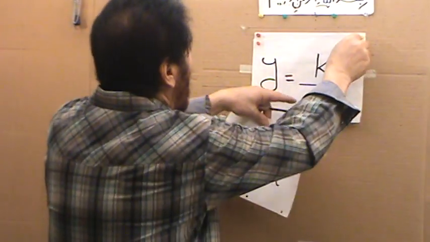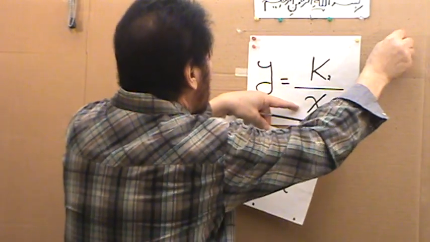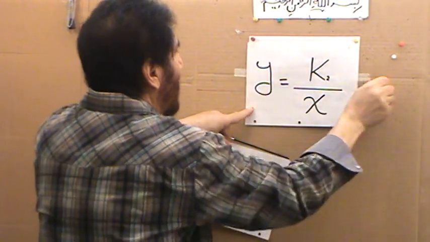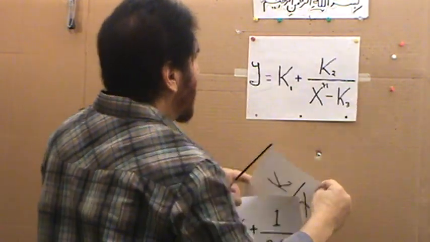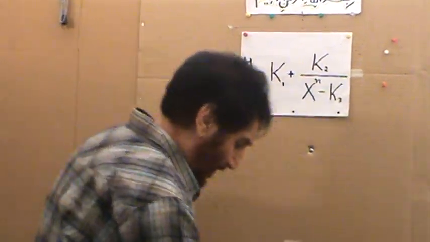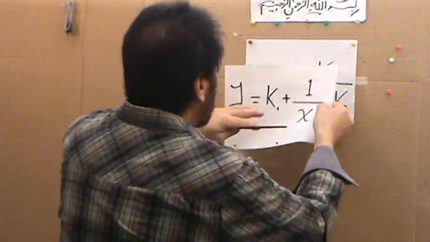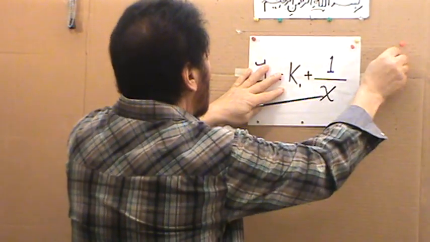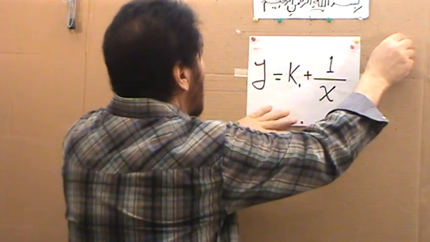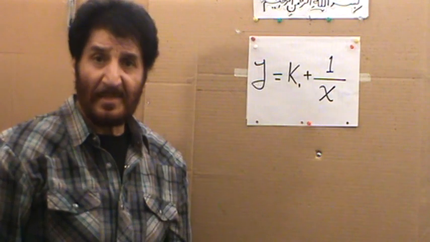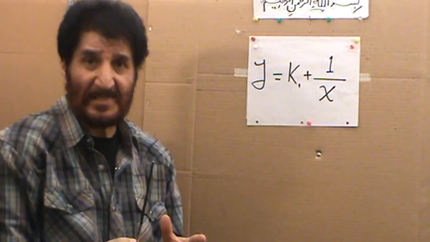Now, let's see what happens if we are talking about k1. What is the effect of k1 on the graph? Okay, then let's see what happens. What effect will k1 have on the graph of our function? Now, k1 is a constant. It still remains the same.